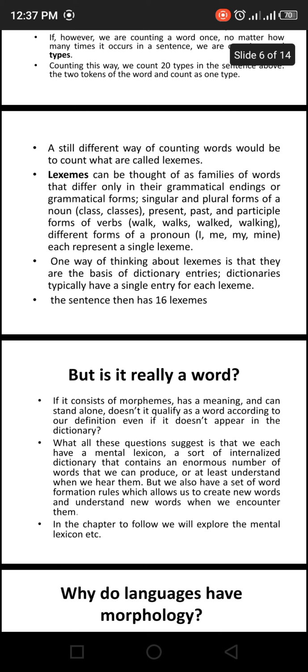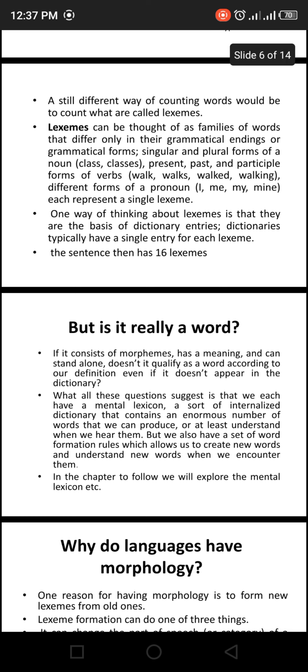There is another way of counting the words, and that is called lexemes. A lexeme can be thought of as a family of words that differ only in their grammatical ending, such as the singular and plural forms class and classes. If you count the instances of class and classes as one in the above sentence, then it is a lexeme. You are counting the lexemes.